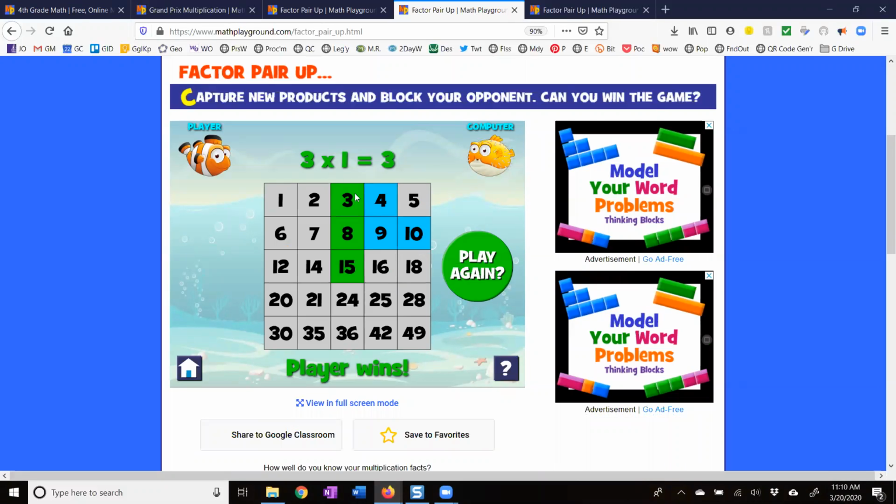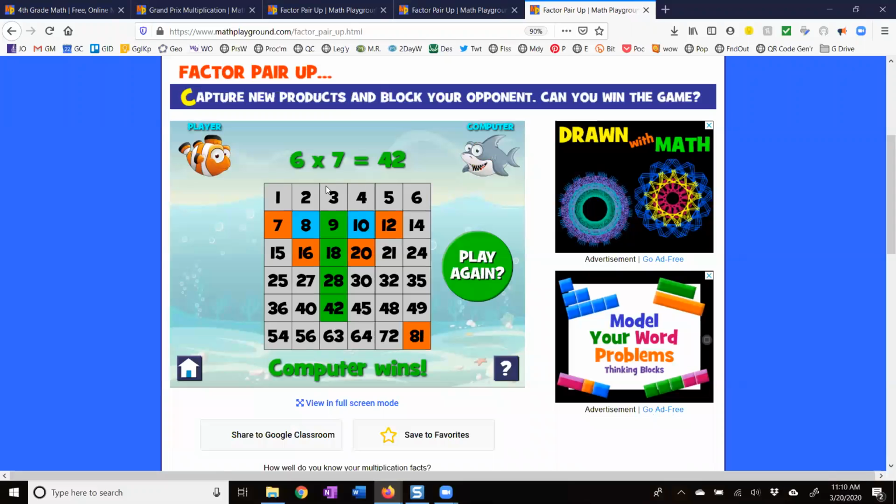Here's an example where I won, the player wins, because I got 3 in a row. This is a 5x5 grid. Here's an example of a 6x6 grid, and the computer won on this one. The computer was the blue, and I was the orange here because I'm the clownfish, and there's the 4 in a row that the computer got.